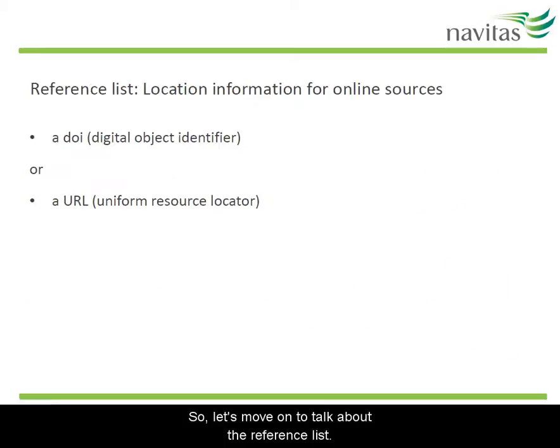So let's move on to talk about the reference list. All online sources need location information in the reference list, either a DOI, which is a unique code given to a document, or a URL, which is the website address of the document.